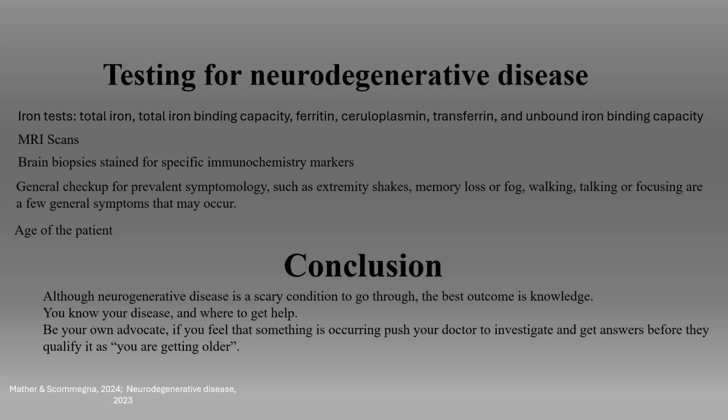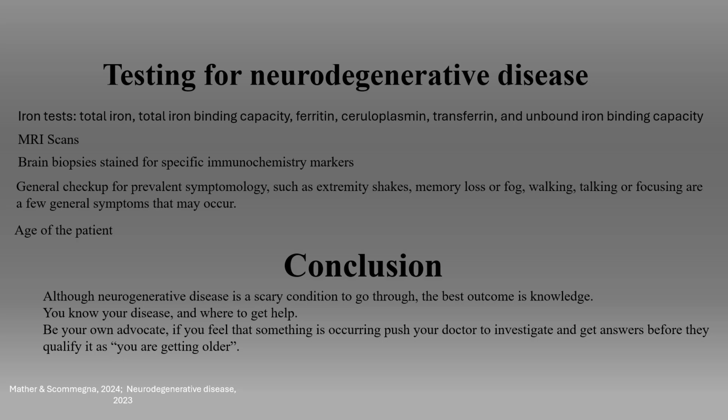When you're testing for neurodegenerative disease, you can do blood tests, and some of these blood tests include total iron binding capacity, ferritin, ceruloplasmin, transferrin, and unbound iron binding capacity. These are tested with spectrophotometry, on automated platforms that several different manufacturers make, but it's basically a spectrophotometry type of methodology, whether they use color or a UV-Vis type of method.